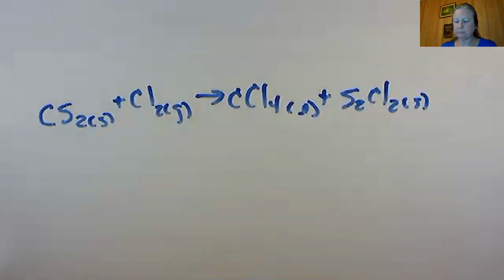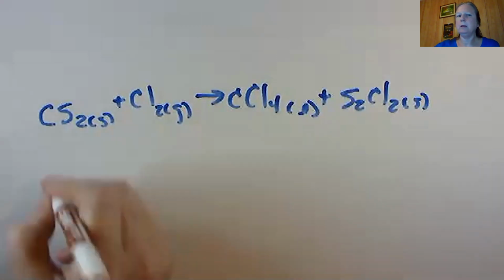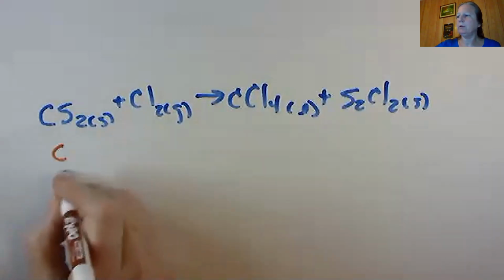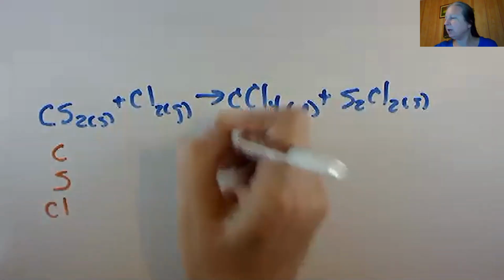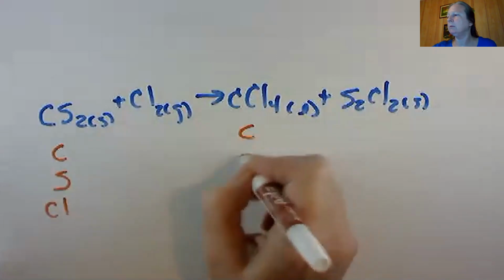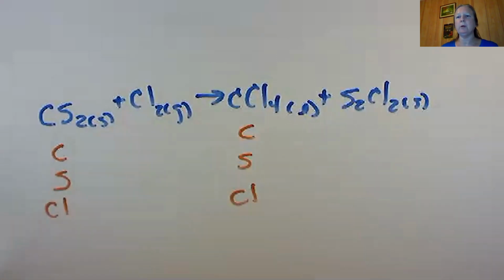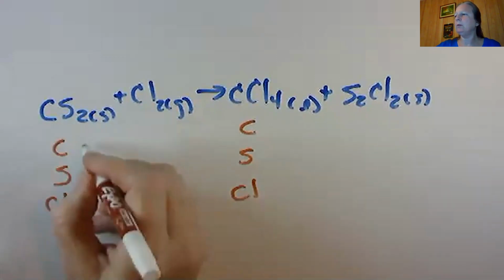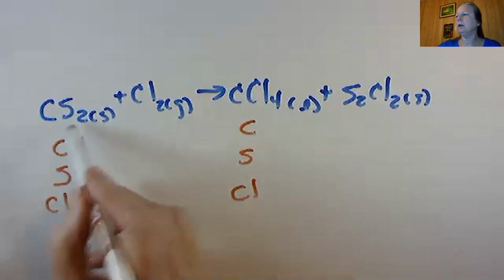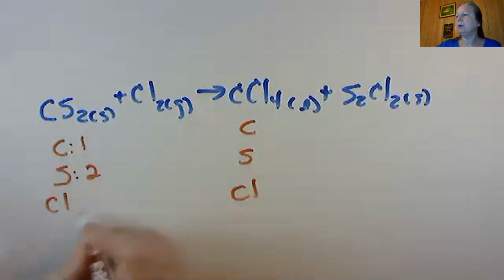Okay. So the first thing I do is my inventory. Carbon over here, sulfur, chlorine. Like I said, some people go down the middle, that's fine. I like to go left and right. It's one of those situations where you do whatever is most comfortable for you. So how many carbons do I have here? I have 1, and that's it. I have 2 sulfurs, and I have 2 chlorines.